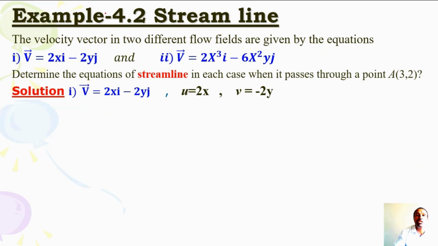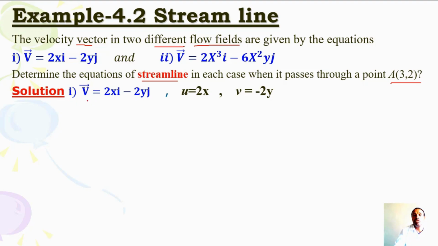Okay, so the second example is streamline. You have velocity vectors in two different flow fields given by these equations. The first velocity vector is 2xi minus 2yj. What will be the streamline at the point (3, 2)? What will be the streamline function? In the second case, the velocity vector is 2x cubed i minus 6x squared yj. So let us find the solution.